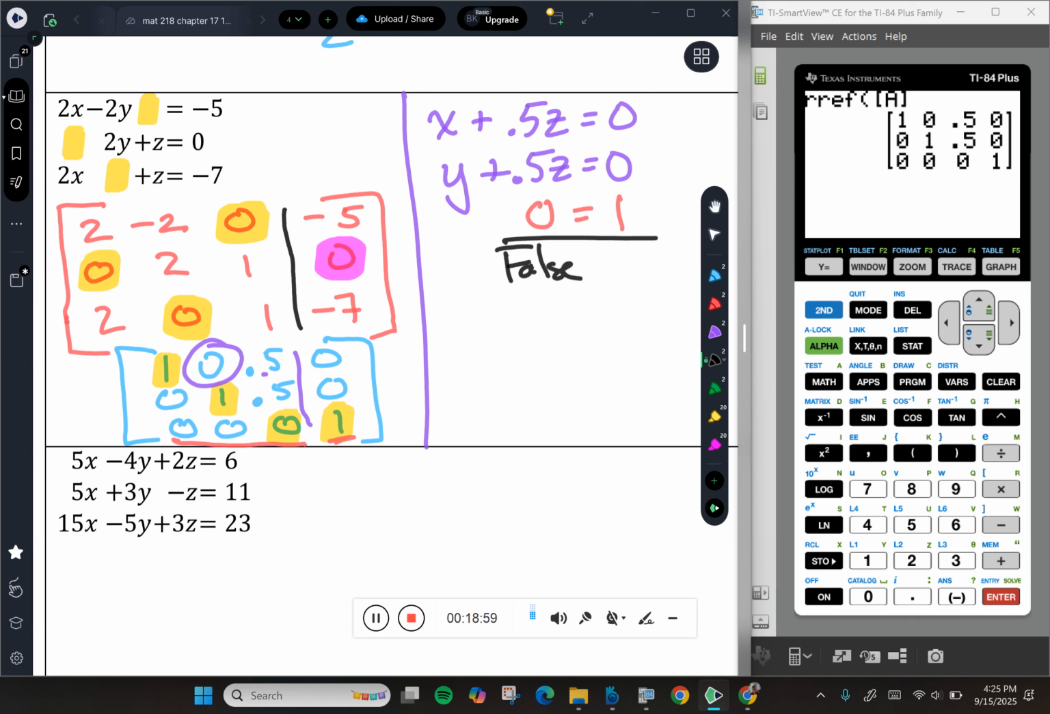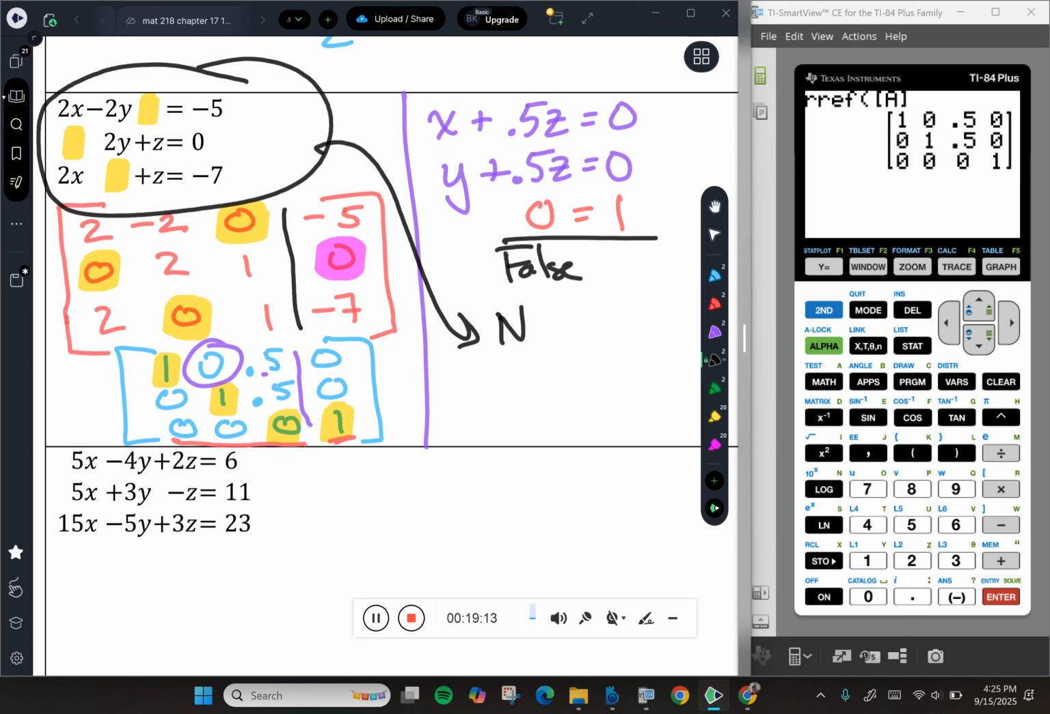Okay? And so if that last row looks like 0 equals 1 and it's a false statement, that must tell me something about the original system. In fact, what it tells me is that this system has no solutions. This is that scenario where the lines don't intersect and there is no solution for the system. So what I'm seeing here is a Gauss-Jordan reduced row echelon form no solution problem.